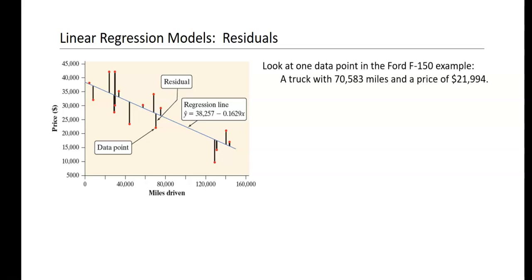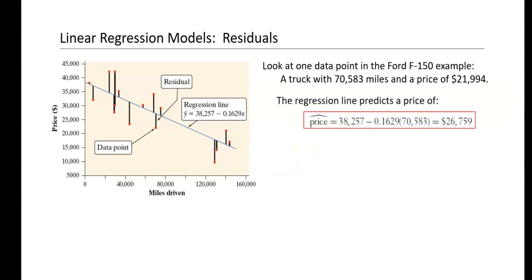So the question is, look at one data point. That's the data point there. A truck with 70,583 miles and a price of 21,994 dollars. So the predicted value, if you go straight above that red data point, it's where it hits the line. That's the predicted value, right? Which seems to be above it. To find the predicted value, you would have to plug it in, right? So you plug in 70,583. The predicted value is 26,000.